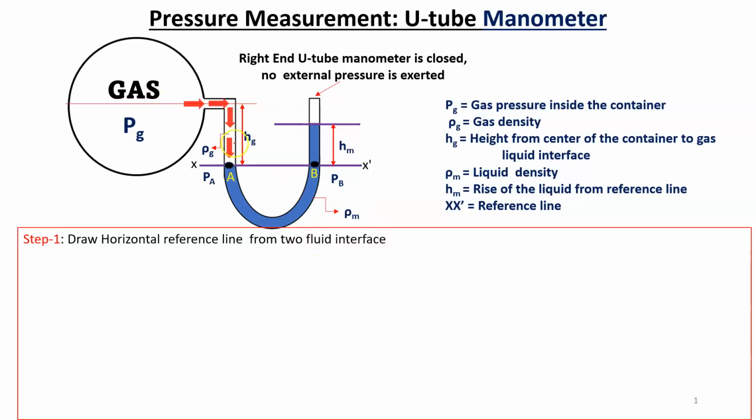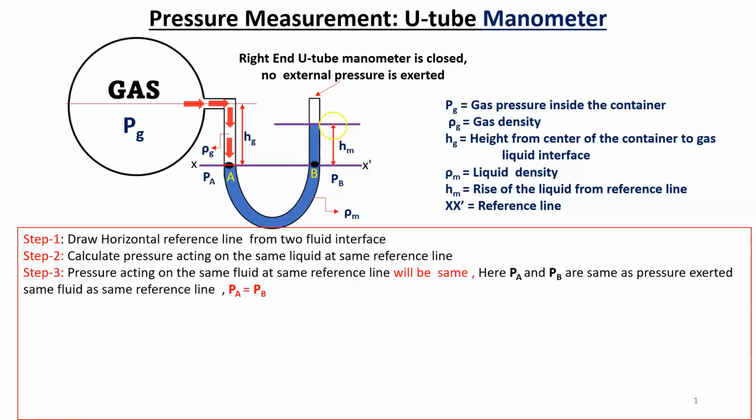Here gas is one fluid and the manometric liquid is another, so this is the gas liquid interface. From this gas liquid interface, first draw a horizontal reference line. So here X and X dash is the horizontal reference line. Next, step 2: calculate the pressure acting on the same liquid at the same reference line. Here at point A we have to calculate the pressure, as well as at point B.